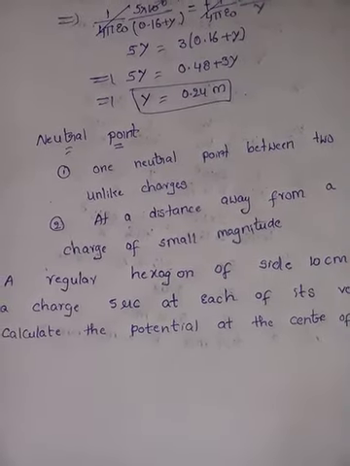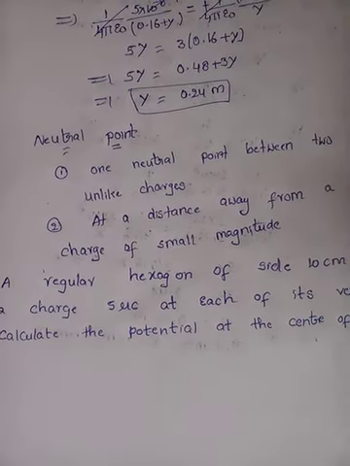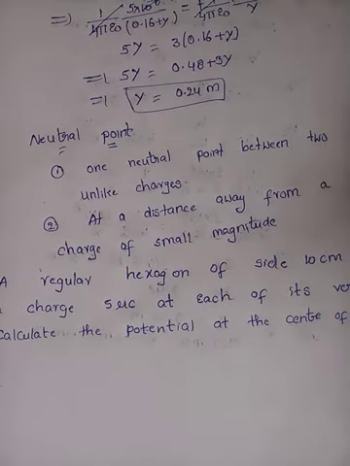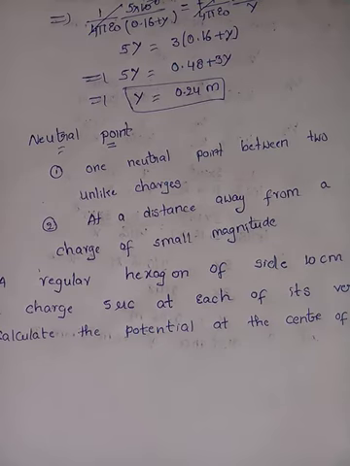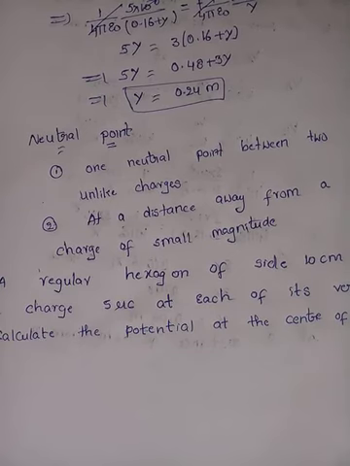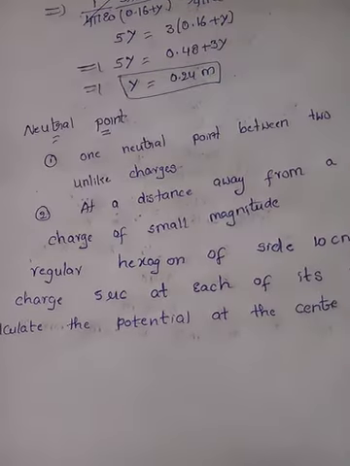So the next question is, there is a regular hexagon of side 10 centimeters that has a charge of 5 microcoulombs at each of its vertices. Calculate the potential at the center of the hexagon. So they have taken a polygon, here a hexagon. The side of the hexagon is 10 centimeters, and at each of its vertices they placed a charge of 5 microcoulombs. They are asking us to calculate the potential at the center. It's not a big deal because potential is a scalar quantity. We can easily calculate it.